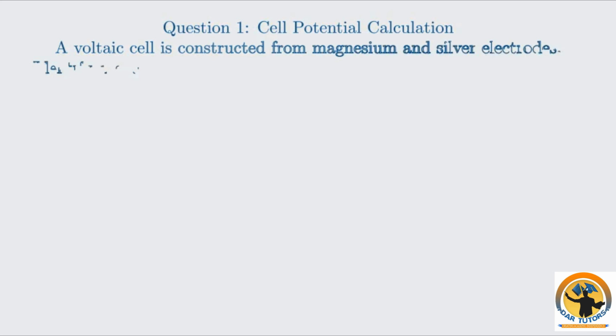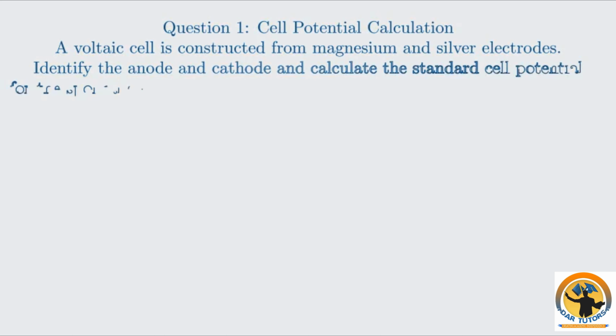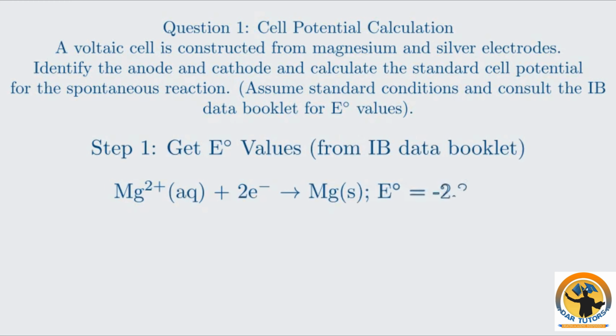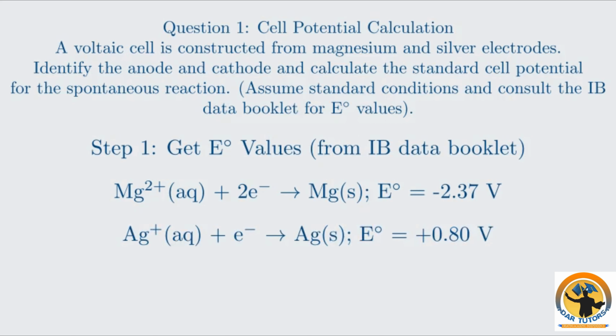Question 1 asks us to identify the anode and cathode and calculate the standard cell potential for a voltaic cell made from magnesium and silver electrodes. To solve this, we first need the standard electrode potentials. From the data booklet, the standard reduction potential for magnesium is minus 2.37 volts, and for silver, it's plus 0.80 volts. Step 2 is to compare these potentials to determine the anode and cathode.